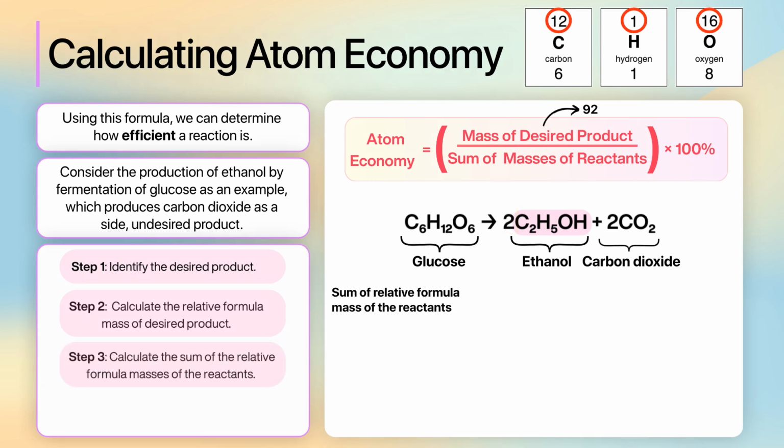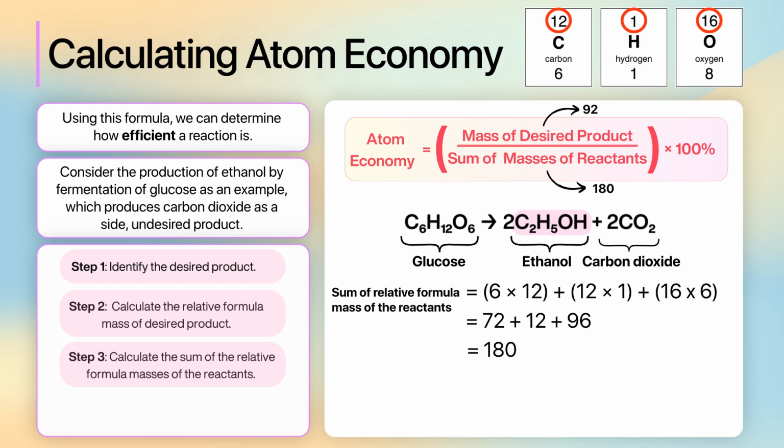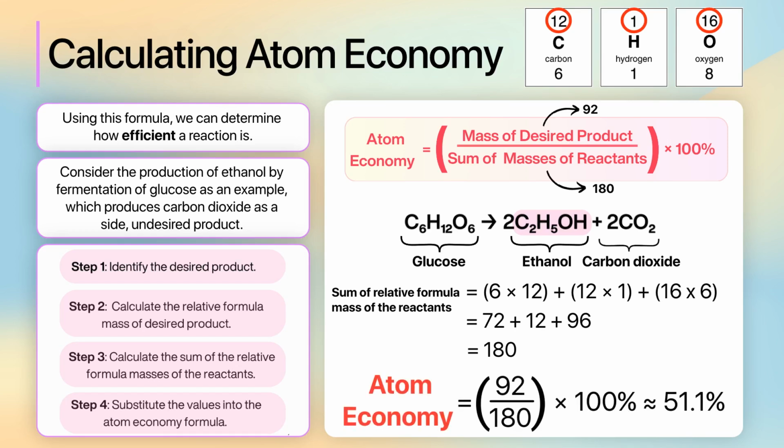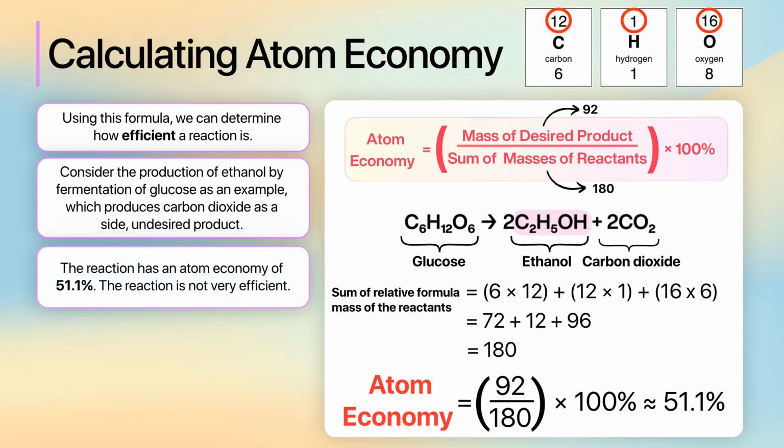Step 3 is to calculate the sum of the relative formula masses of the reactants. In this case, we only have one reactant, which is glucose. Calculating the sum of relative formula masses gives us a total of 180. And finally, step 4 is to substitute the values into the above formula. Atom economy equals 92 divided by 180 times 100% is approximately equal to 51.1%. This tells us that the reaction has an atom economy of 51.1%, meaning just over half the reactant mass is utilized to form the desired product, making it not very efficient.